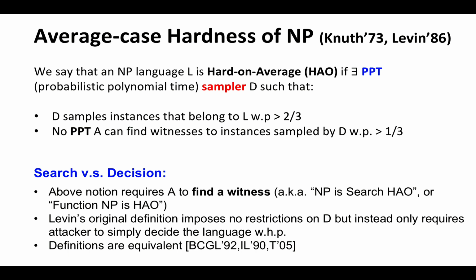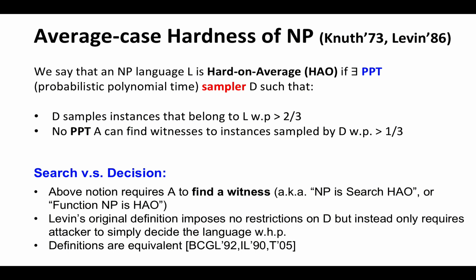So in this particular definition, we're talking about the task of finding a witness. And in Levin's original definition, he instead considered a decisional problem where the task was to decide whether an instance is in the language or not. For my purposes, I'm going to stick to this search problem where the question is to find the witness.